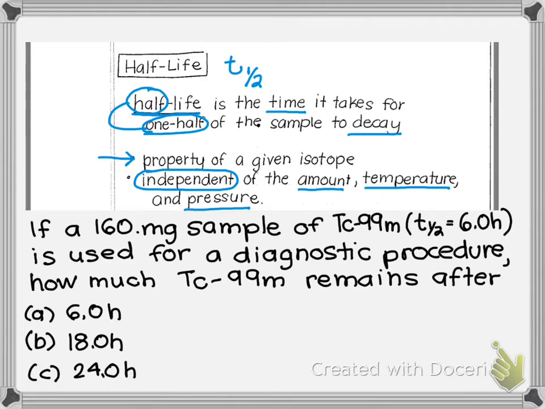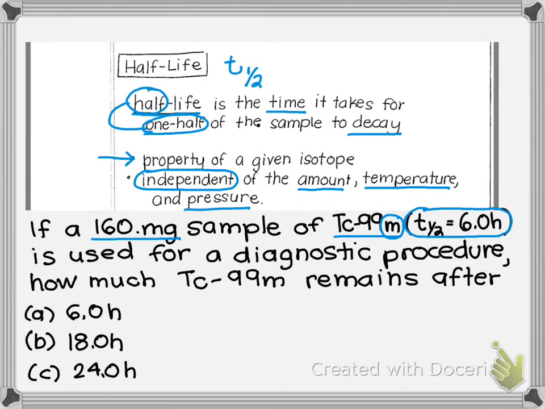So look at this question. If you have a 160 milligram sample of technetium-99m, and the m is just telling me that it's not stable, it tells me here in the problem that the half-life is 6 hours. And half-lives of isotopes, since they're dependent on which isotope you have, can range anywhere from hours, like in this one, to tens of thousands of years.